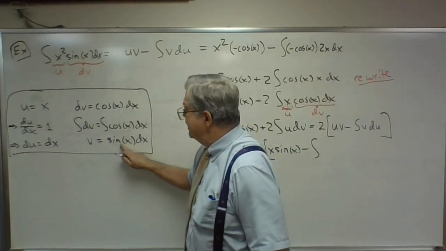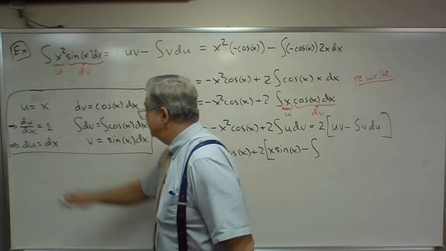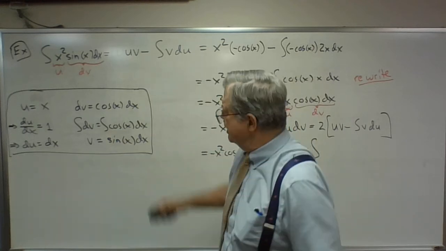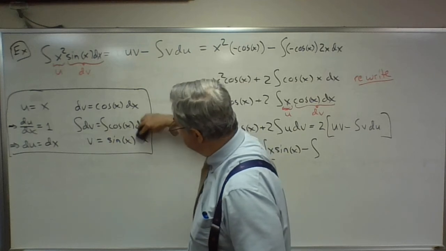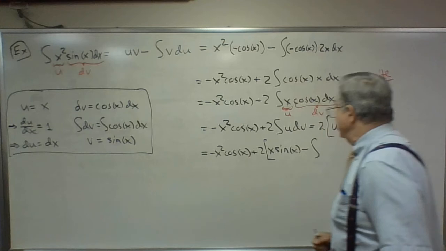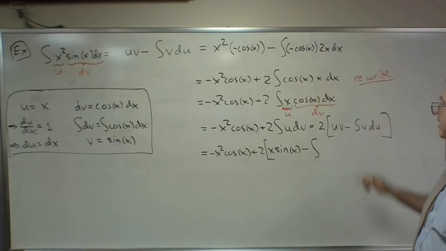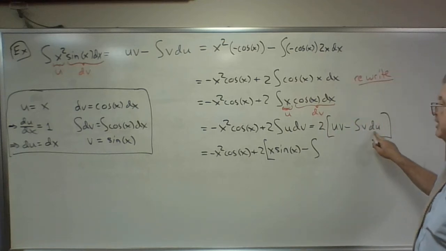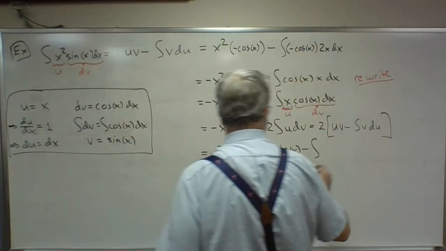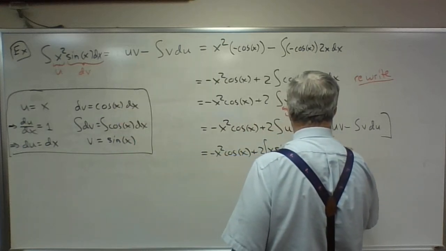V is sine of x dx, and du is just, I'm sorry. Why didn't somebody stop me here? V is sine of x, period. Forgive me, please. Integral of v du is the integral of sine of x dx. And that's something we know how to compute.